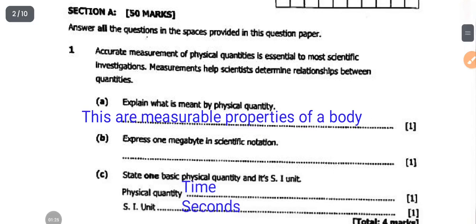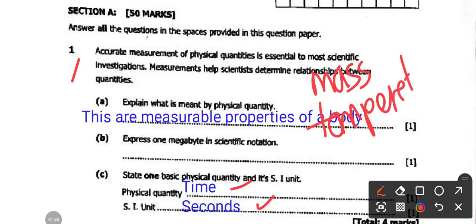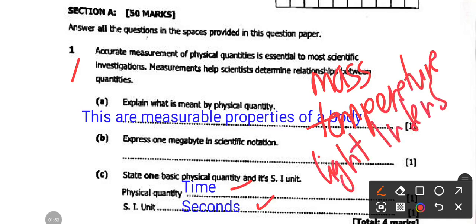Then question C. State one basic physical quantity and its SI units. So here my answer was time, and the SI unit for time is seconds. There are numerous answers that we can give here. We can also say mass, we can also say temperature, and we can also say light intensity. Furthermore, we can also say length.